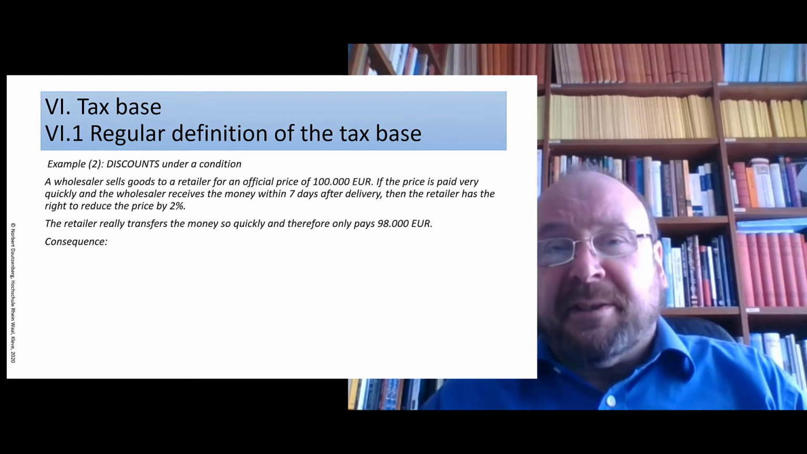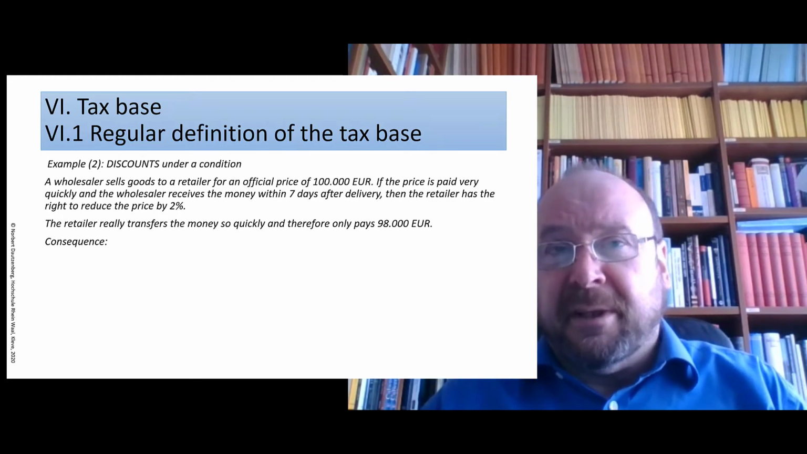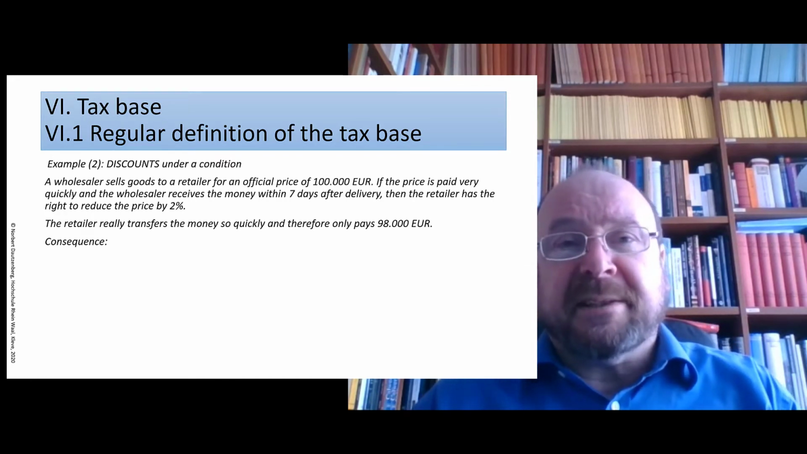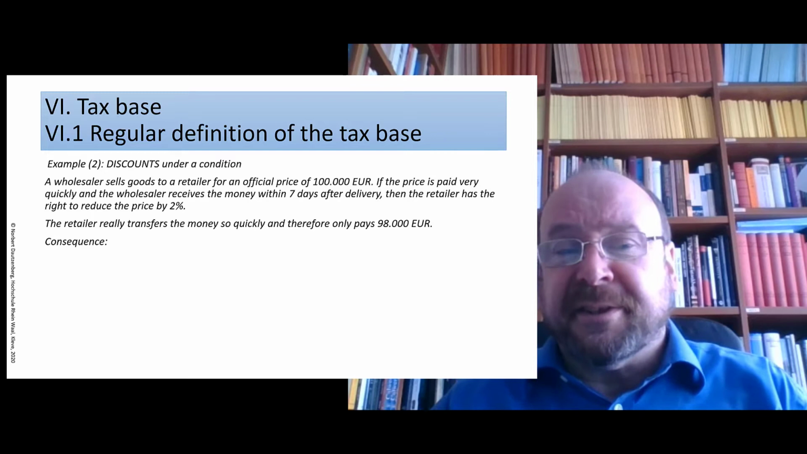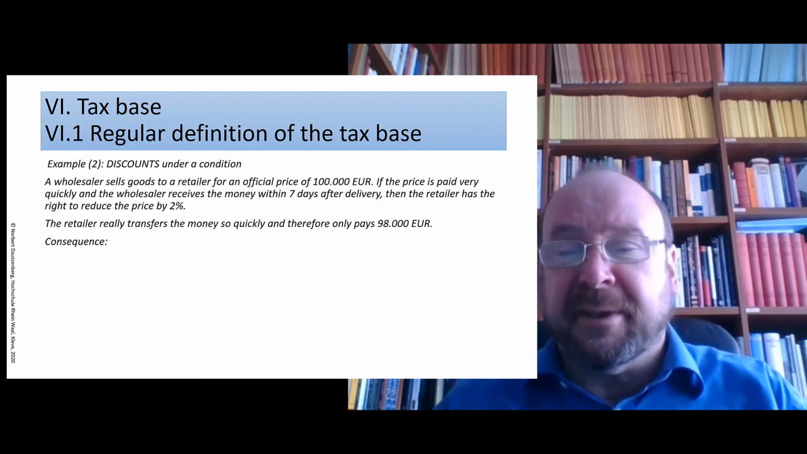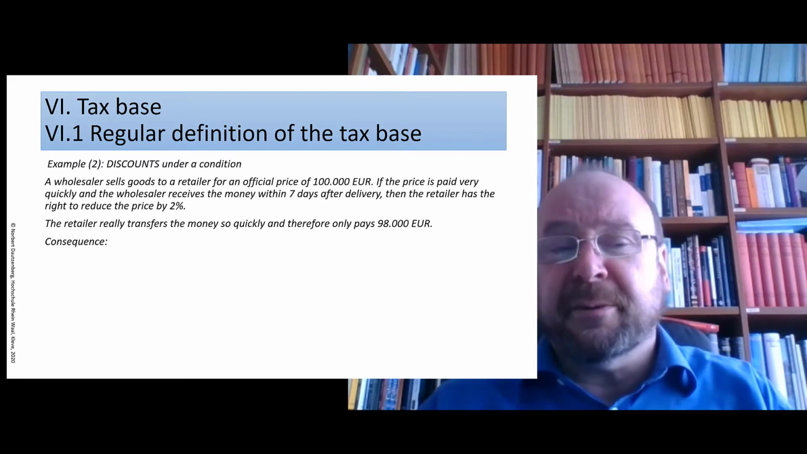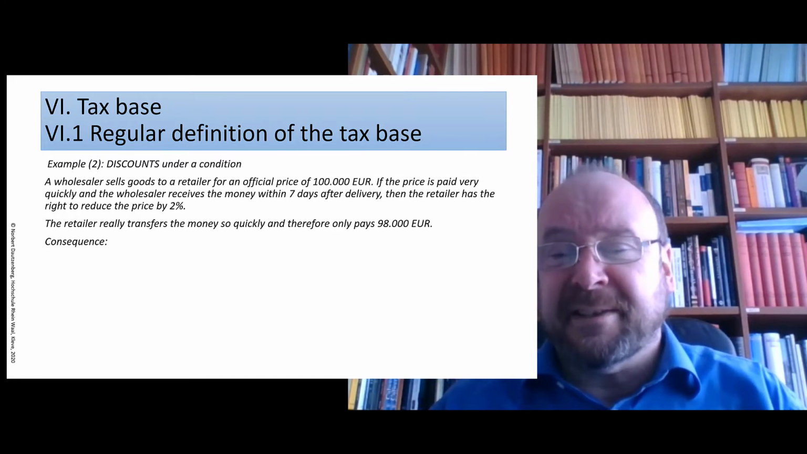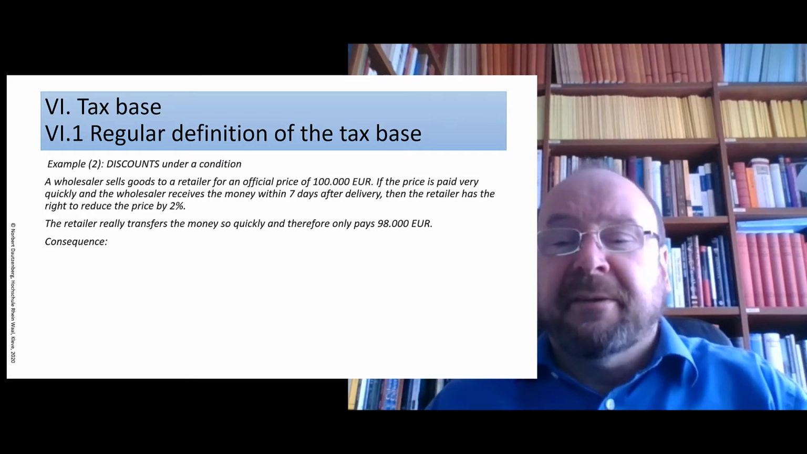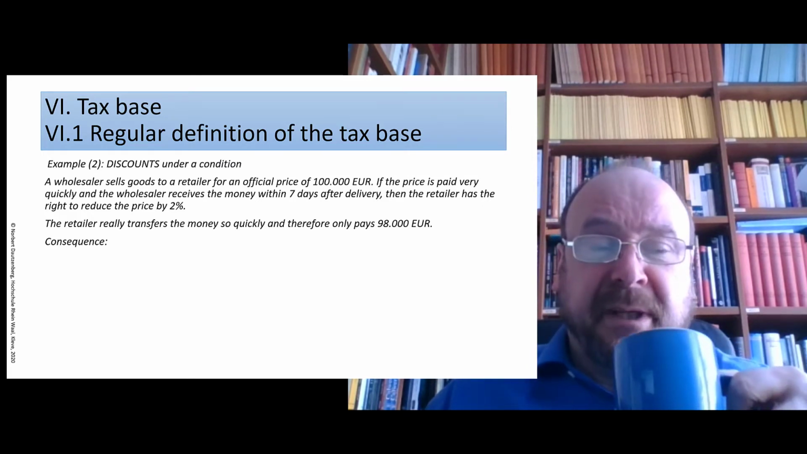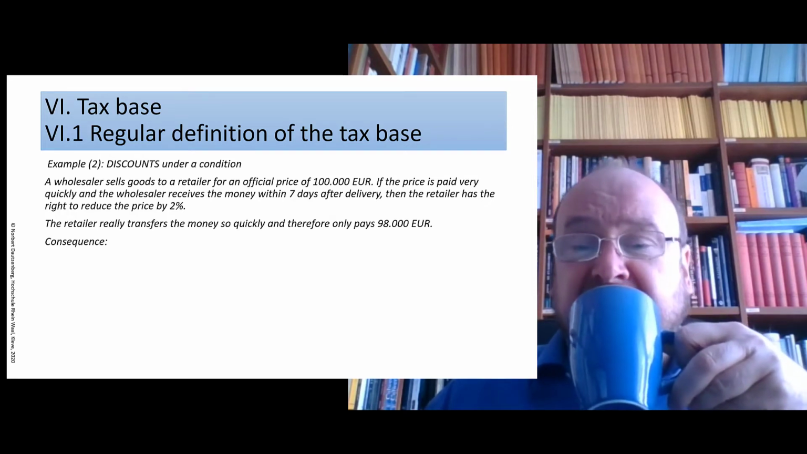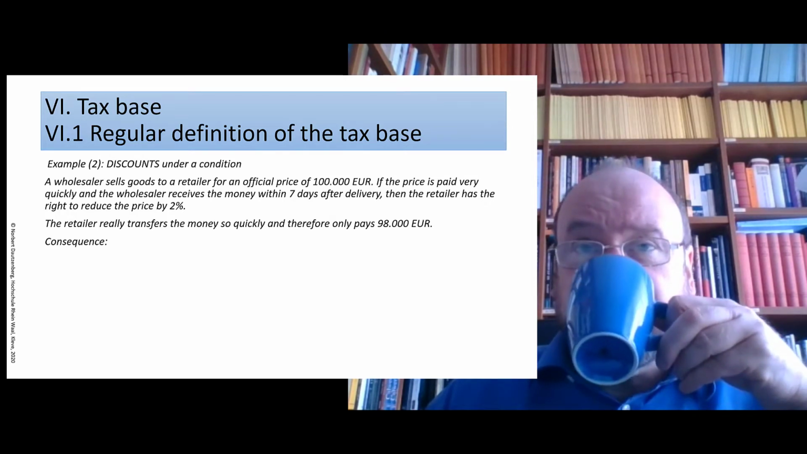Sometimes a discount is granted under a condition, for example, under the condition that payment happens quickly. Let's look at that. A wholesaler sells a good to a retailer for an official price of 100,000, but if the price is paid quickly and the wholesaler receives the money within 7 days after delivery, they can agree that the retailer has the right to reduce the price by 2% and only has to pay 98,000.